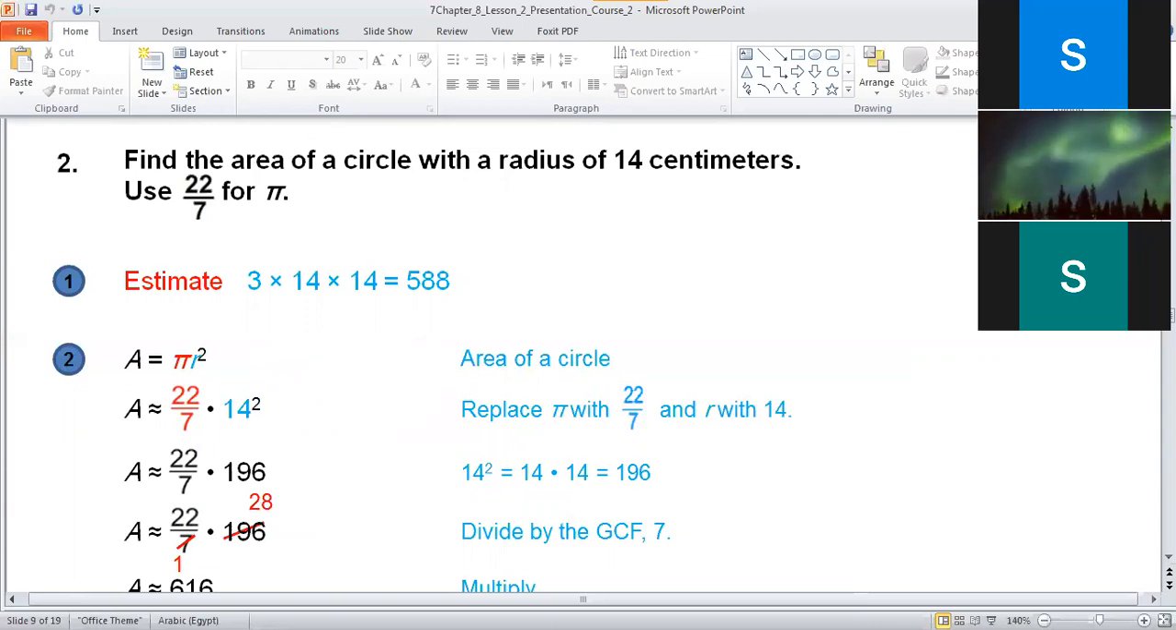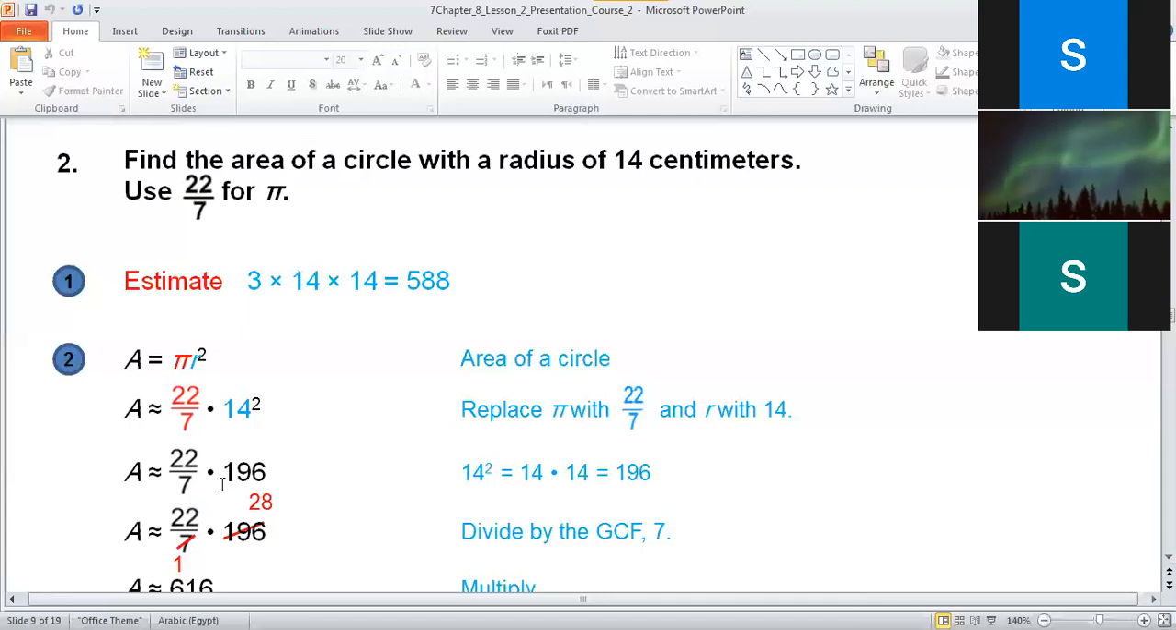We will make simplification between 196 and 7. We will simplify these two numbers together, Faisal. Can you see them? Dividing by 7 here gives me 1, and on the next side, 28. After that, what will we do, Faisal?